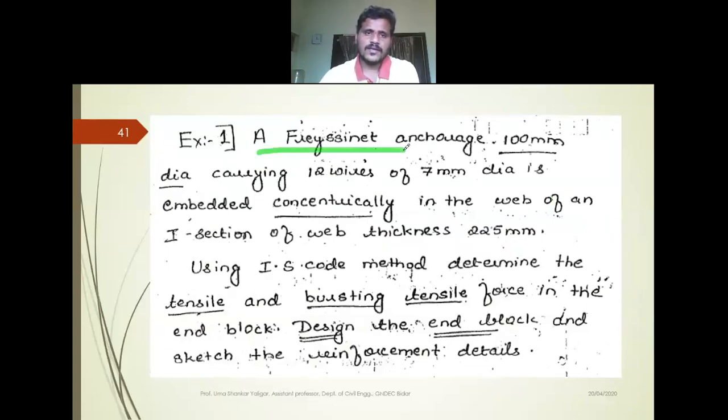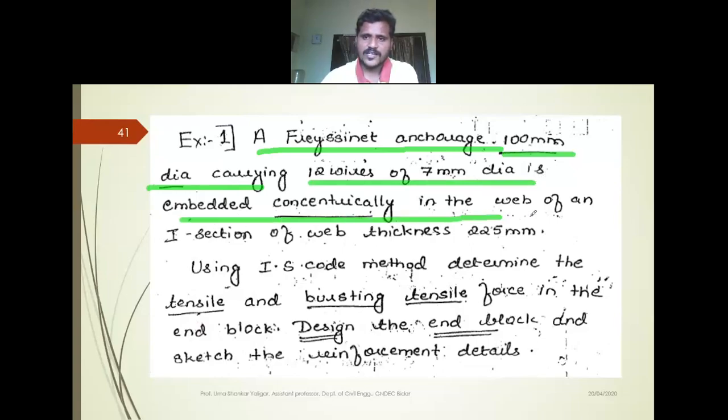Now, a Freyssinet anchorage system, 100 mm diameter. Means there we have the anchor system where the diameter is 100 mm, carrying 12 wires of 7 mm diameter, is embedded concentrically in the web of an I section of web thickness 225 mm.